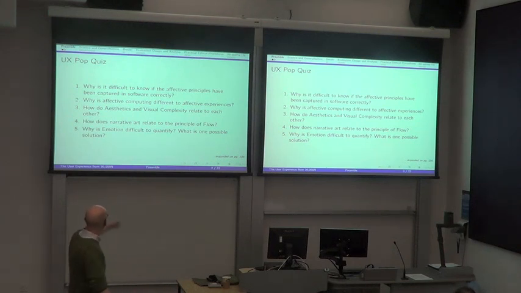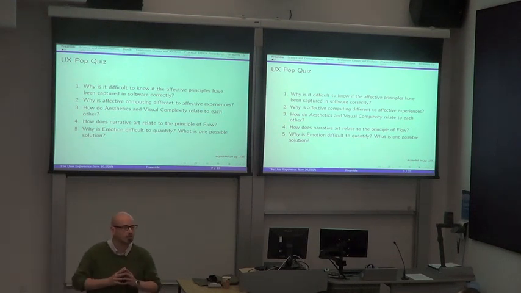Okay, so any ideas? How do visual aesthetics and visual complexity relate to each other? If you'd have been to the gallery, you'd have known this just from there, anyway. Okay, we're going to have to think about that, find that out, it's in the notes. How does narrative art relate to the principle of flow? When did I talk about the principle of flow?